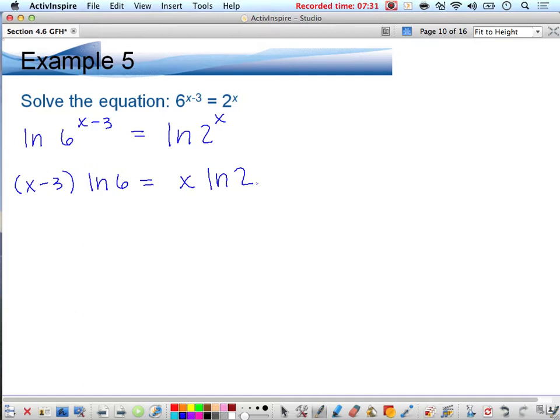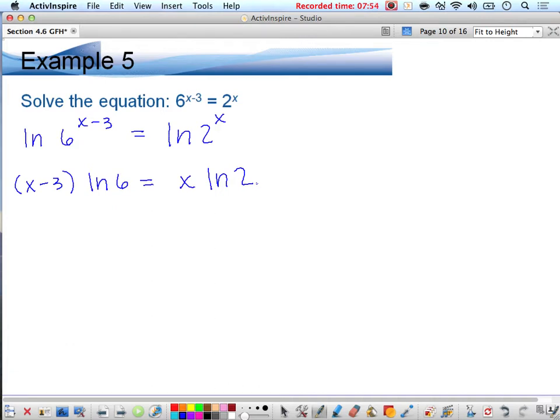Get x by itself. Okay, we're trying to get x by itself, which means somehow I've got to get all of my variables together on one side, right? So the first thing I'm going to have to do is, well, if I divide by the natural log of 6, what does that do? Yeah, the x will be stuck. But I still have an x on the other side, right? Yeah. So here's the trick.